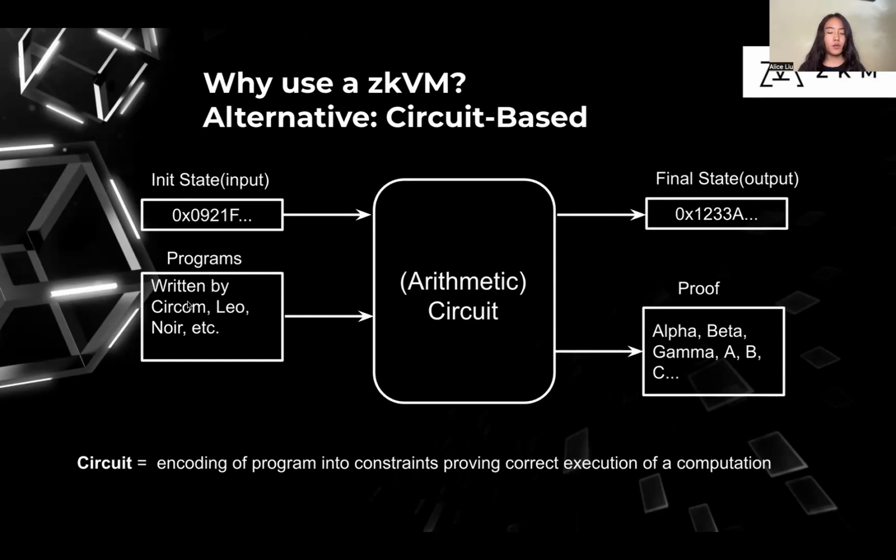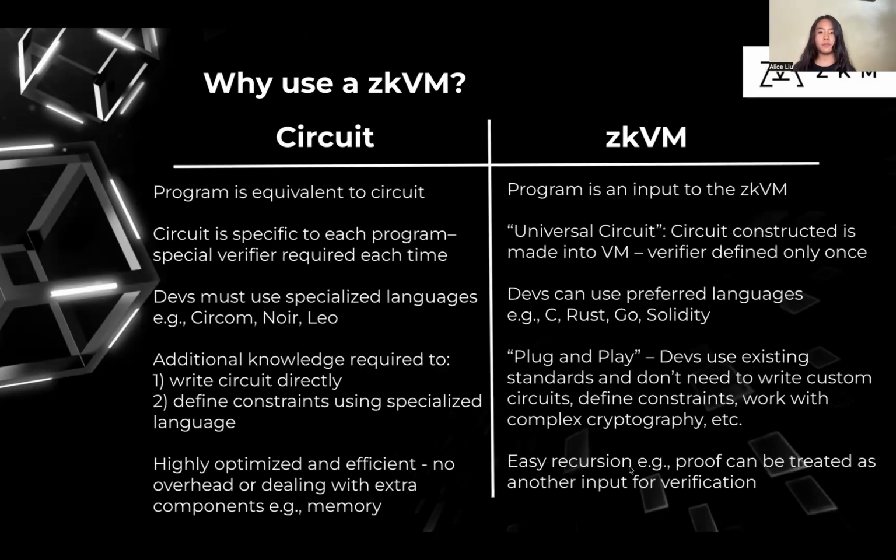So both of these, the program and the input, are fed into the circuit, where, like the zkVM, a final state as well as an accompanying proof are outputted. In this case, even though circuits can be highly optimized and are generally efficient because the circuit is going to be exactly what's required for the program and there are no extra components that you have to deal with, like memory, for example. Even though the circuit has that benefit, it's generally better to make the actual circuit constructed in a VM, as we can see with our zkVMs.